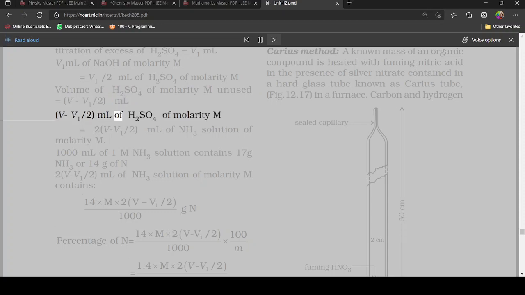(V minus V1/2) ml of H2SO4 of molarity M is equal to 2(V minus V1/2) ml of NH3 solution of molarity M. 14 × M × 2(V minus V1/2) / 1000 g N. Percentage of N is equal to 14 × M × 2(V minus V1/2) × 100 / (1000 × m), which is equal to 1.4 × M × 2(V minus V1/2) / m.